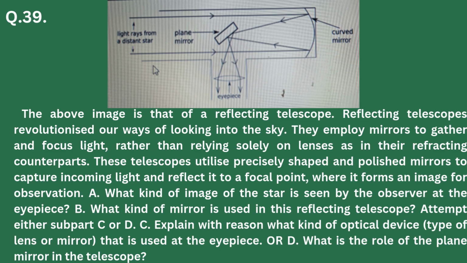A. What kind of image of the star is seen by the observer at the eyepiece? B. What kind of mirror is used in this reflecting telescope? Attempt either subpart C or D. C is explain with reason what kind of optical device, that is lens or mirror, is used at the eyepiece. D. What is the role of the plane mirror in the telescope?